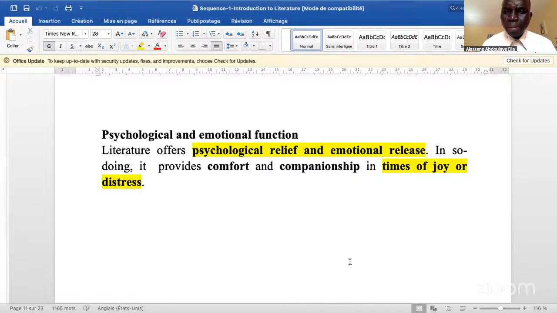Literature provides companionship. What are you doing, Amadou? No, I cannot sleep. I am reading to have passion. I'm reading. The book is in companionship. Sometimes people talk about livre de chevet. You read it in times of joy or in times of distress. I am sad. People say, go and do some sports or take a book and read. You cannot sleep and you read. So you cannot sleep, you read, and now you sleep. There is a psychological relief.